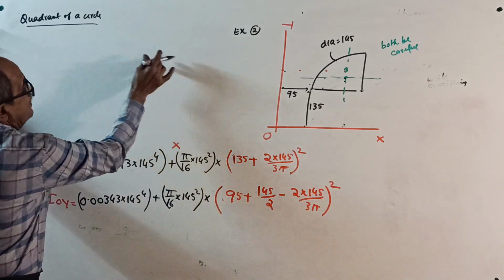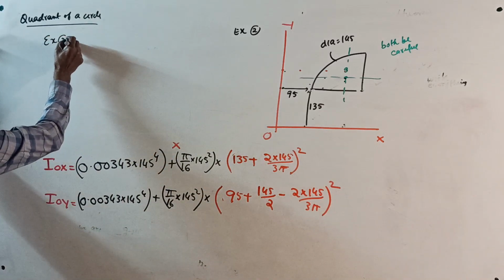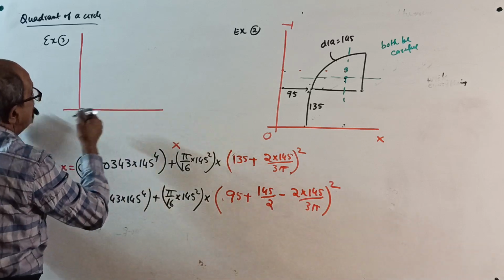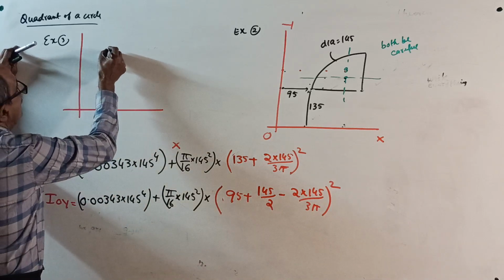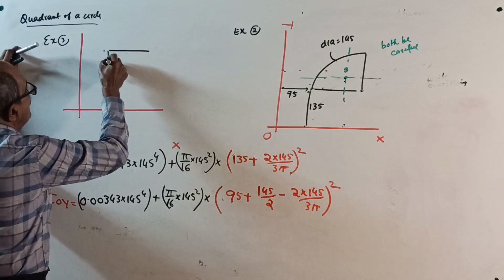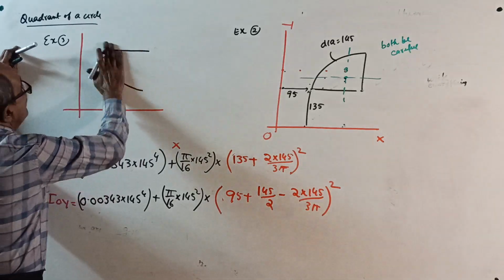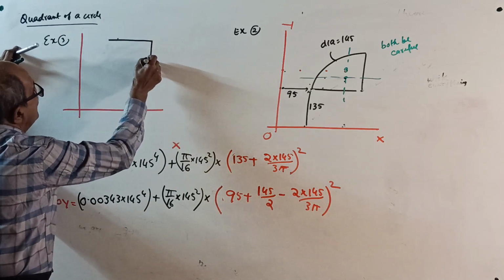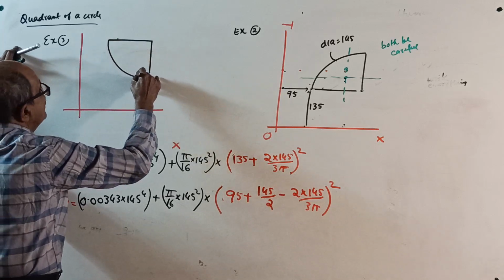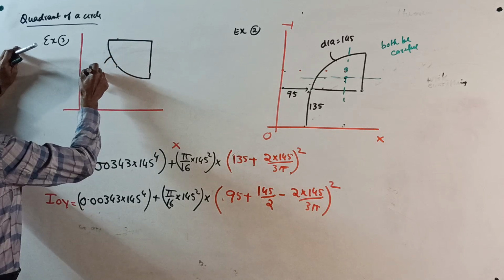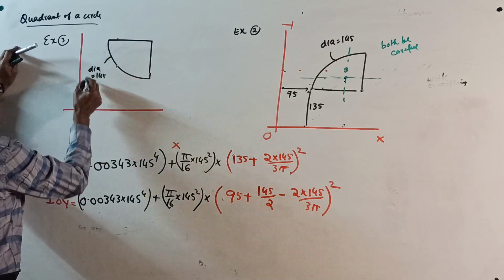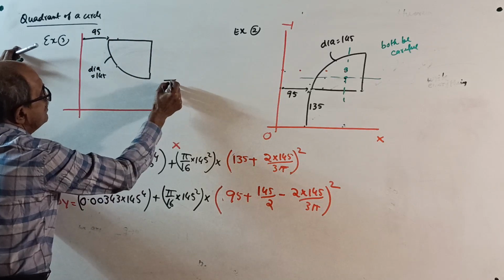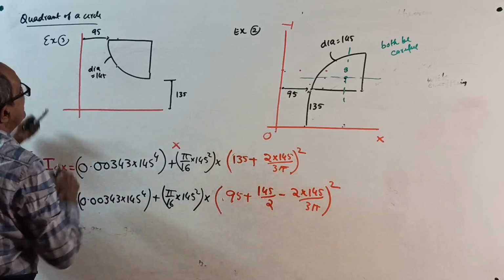Example 3 I will write here. Scale is not required. This is example 3, downside. Again, given diameter is 145, and this distance given in the question is 95. This distance given in the question is 135. Okay, this is example 3.